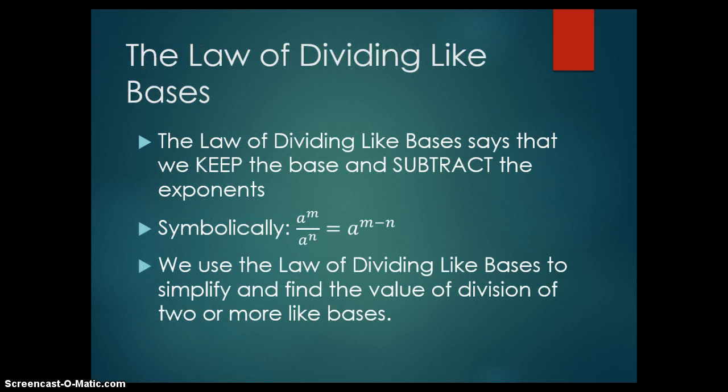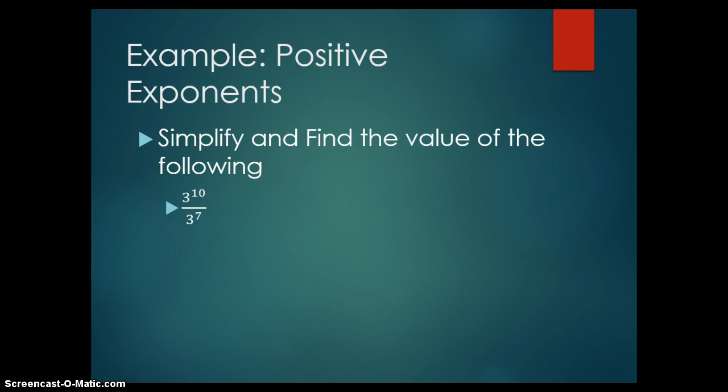The last law is the law of dividing like bases. The law of dividing like bases says that we keep the base and subtract the exponents. So symbolically, if we have a^m over a^n, we have a^(m minus n). We use this to find the value and simplify division of two or more like bases. An example with positive exponents: we want to simplify and find the value of 3^10 over 3^7.